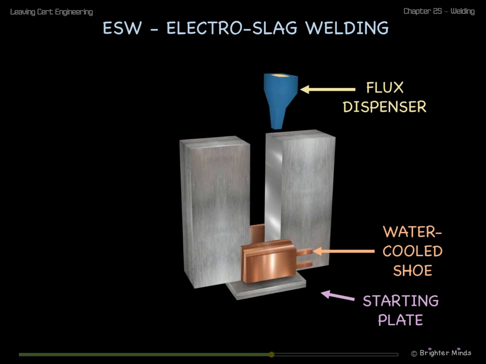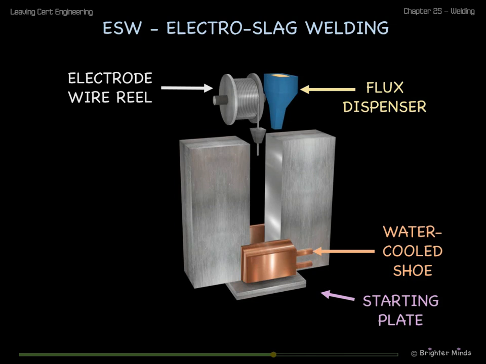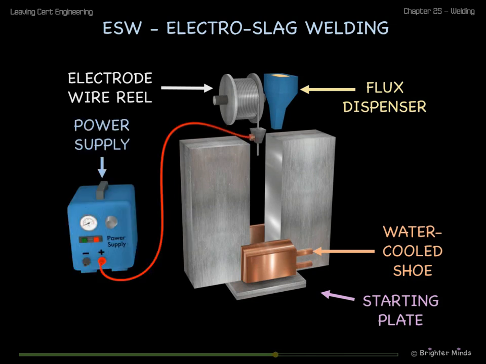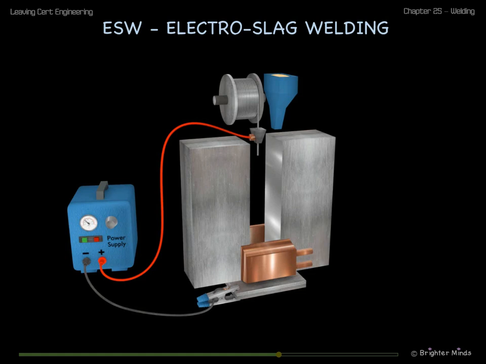A flux dispenser is used to dispense powdered flux, and a reel dispenses the filler electrode wire. The filler electrode wire is connected to one side of the power supply. The starting plate is connected to the other side of the power supply using the earth clamp. Flux is dispensed into the gap between the shoes. The electrode wire is lowered into the flux and creates an arc.